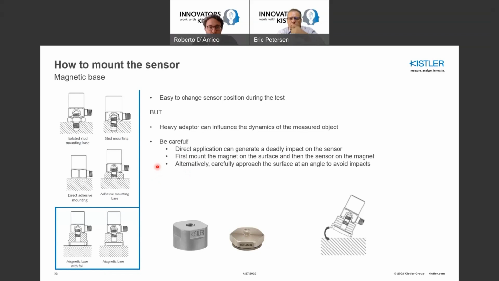One thing I want to tell you is to be careful when you are installing the sensor. If you approach the surface normally, that would generate a shock that in certain cases might be dangerous for the integrity of the sensor. The right way of doing that is to approach the surface at an angle and then let the rest of the base lie on the surface that you want to measure, because that generates a smaller shock, so lower acceleration levels and lower risk of damaging your sensors.